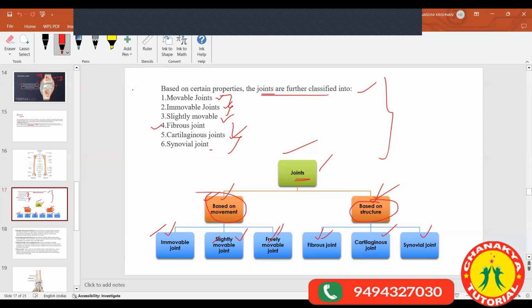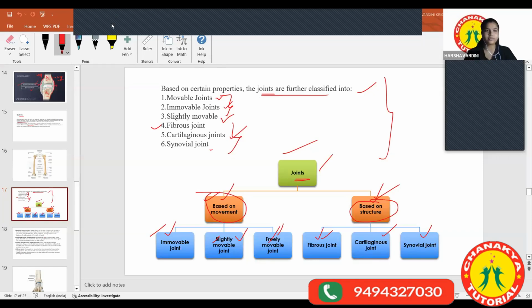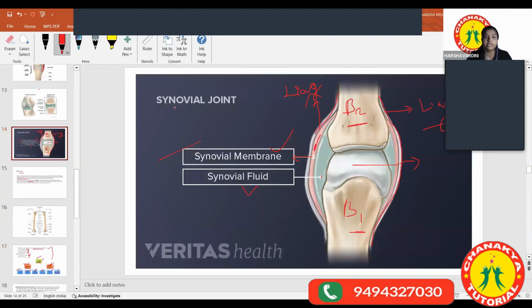So yesterday we were talking about joints and many things based on joints. I just gave a glimpse of how we can divide the joints. Joints are divided in two ways: based on the movement and based on the structure. Based on the movement, we have movable joints, slightly movable joints, and freely movable joints. Based on the structure, we have fibrous joints, cartilaginous joints, and synovial joints. We already saw the diagram of the synovial joint, how it looks and all.